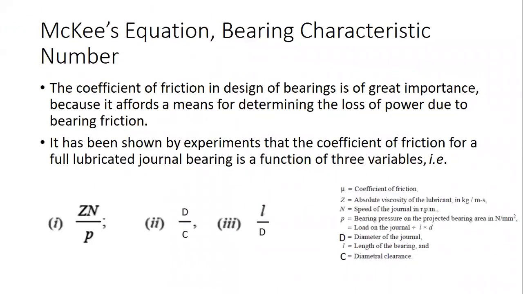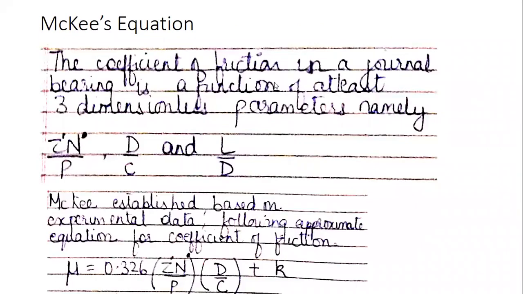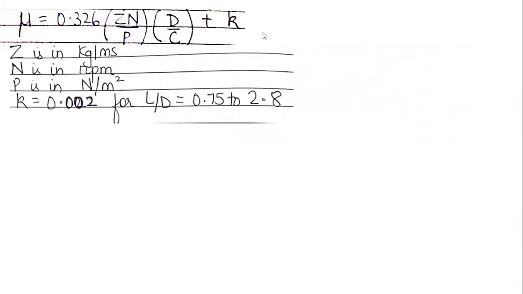So someone would have doubted that though in the equation you are not able to see this L by D ratio, then how is the coefficient of friction dependent on this variable also? Why is the equation dependent on this variable also? So now you understood that it is dependent on L by D ratio also, because the value of this K depends on L by D ratio. So if the value is between 0.75 to 2.8, you should take the value of K as 0.002.